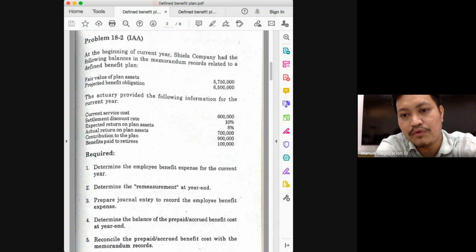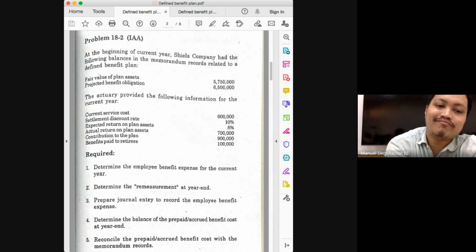Yeah, by the way, we failed to check, class, if the third subcomponent of your net interest is present. But a quick glance at the problem would reveal that there is no mention of any asset ceiling. So obviously, the third subcomponent is not around. Okay, so our employee benefit expense here would be 675,000.